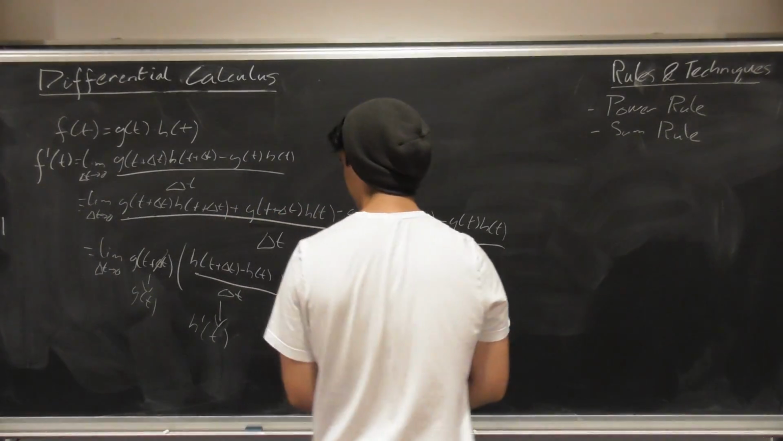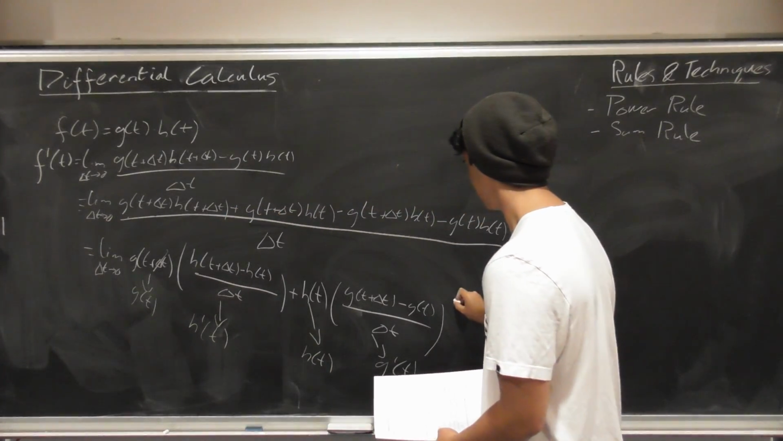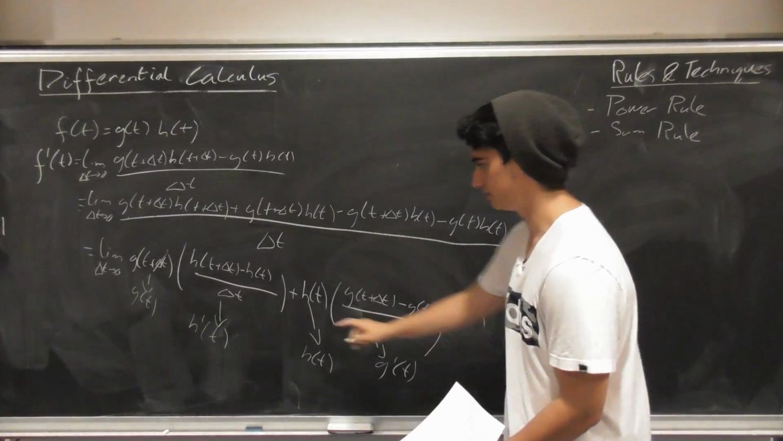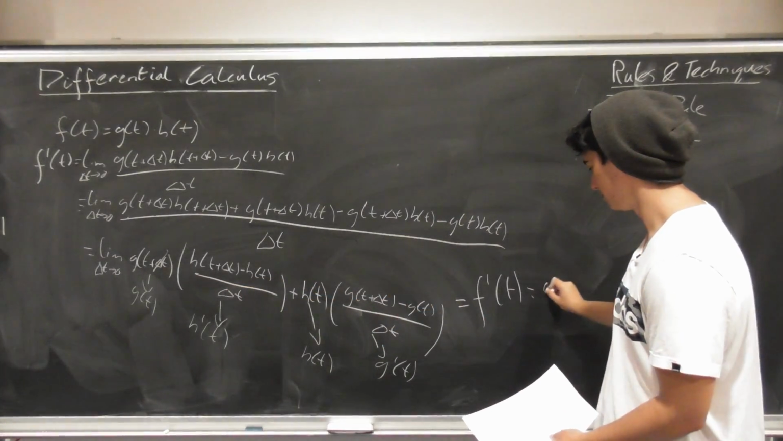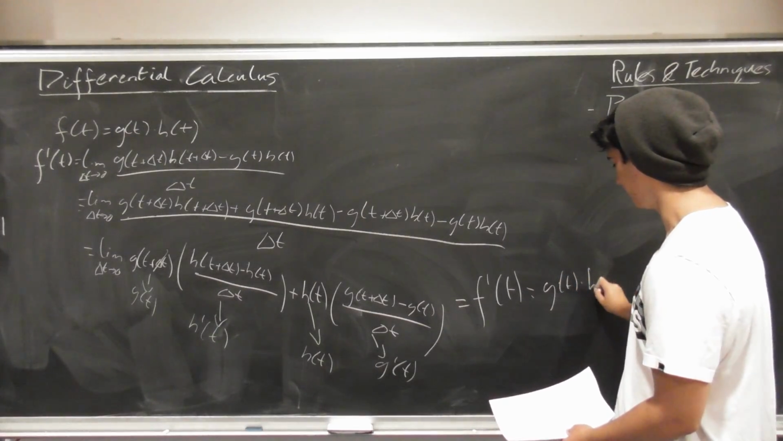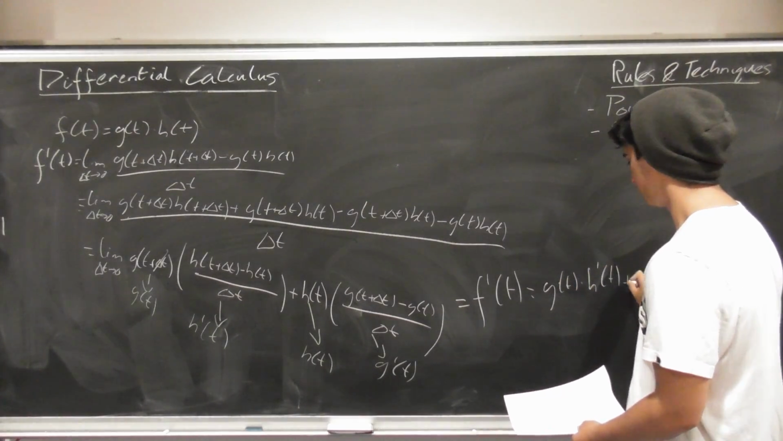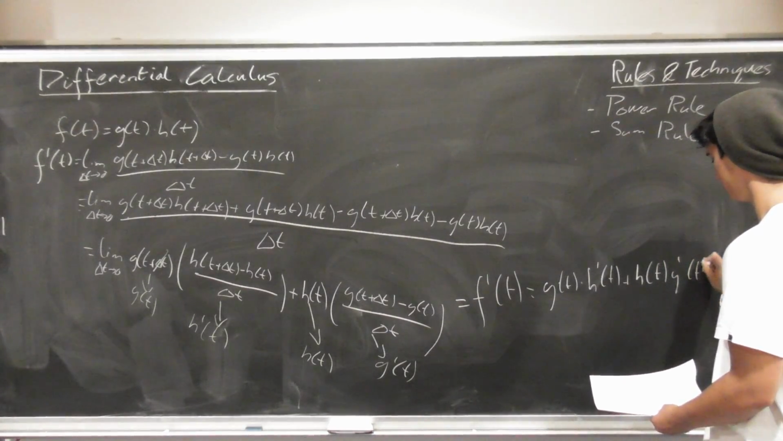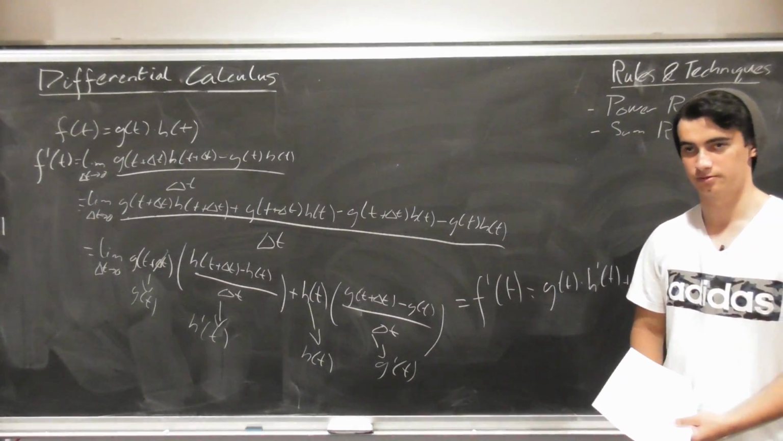So we can write this instead as, we say f prime here is equal to g of t times h prime of t plus h of t times g prime of t. And this is called our product rule.